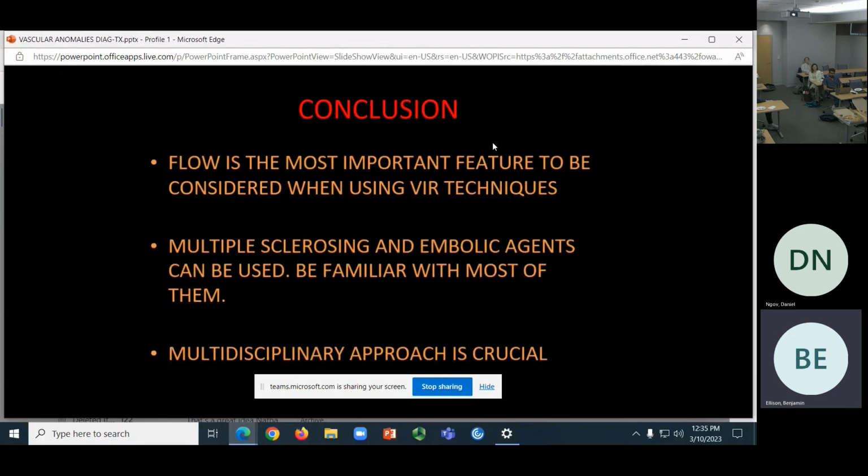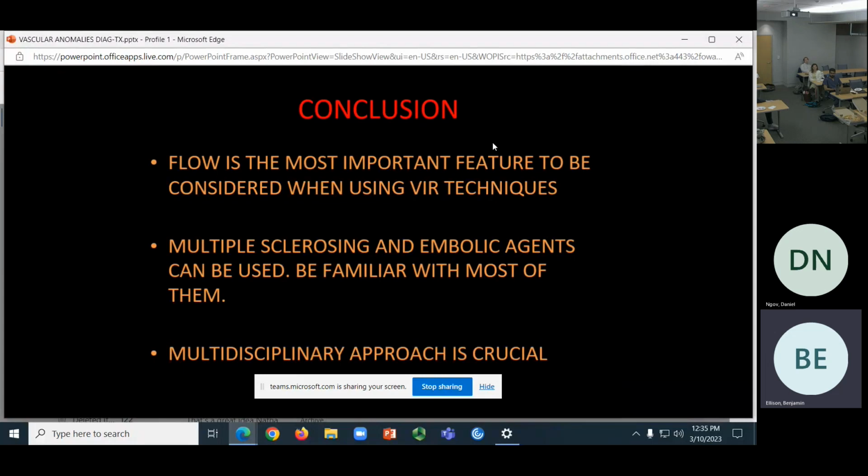Okay, so you can use, as I said, embolization usually for arterial lesions that have a high flow, and you can use sclerosing agents and sclerotherapy for slow or low flow malformations.